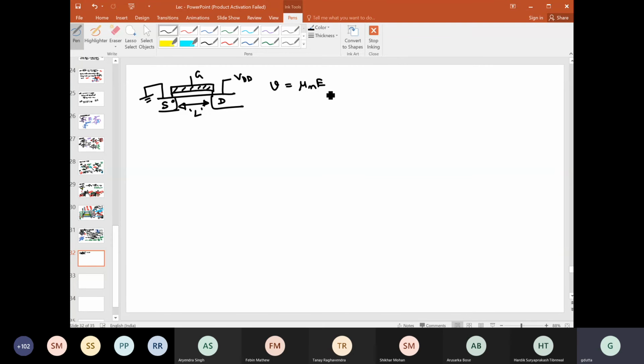Because mu n is constant and the electric field is increasing. What is the electric field here? Electric field is nothing but this VDD by L. If you simplify the case a lot, then you can estimate this E is proportional to VDD by L. So in that case, the velocity is increasing as you increase this VDD, or you can say the VDS, because VDD is constant.